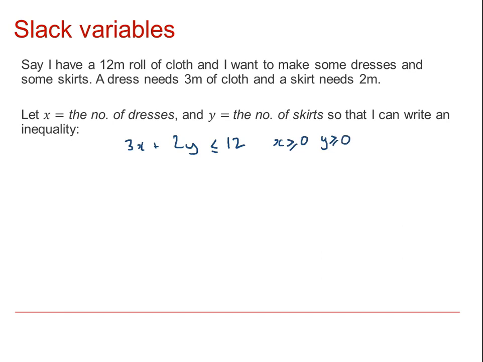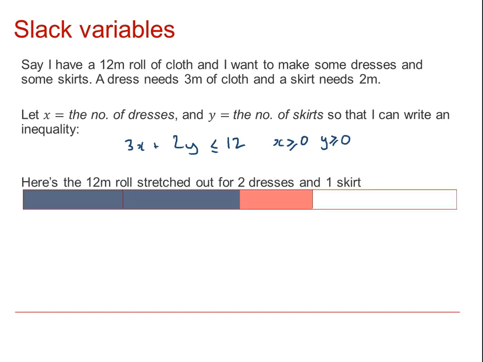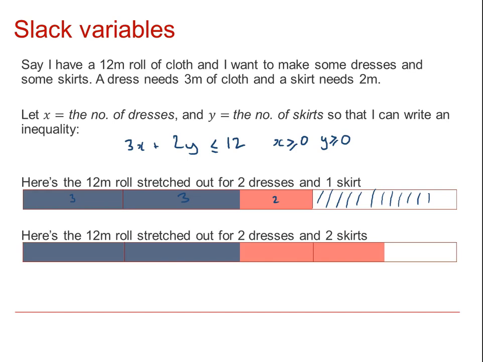We'll now consider that 12 meters of cloth laid out on a table, and there it is stretched out and going to be cut for 2 of the dresses and 1 of the skirts. So you can see that we've got 3 meters here, 3 and then 2, and at the end we've got some left over. An alternative to that would be to have 2 of the dresses and 2 skirts, and again there's a piece left over at the end.